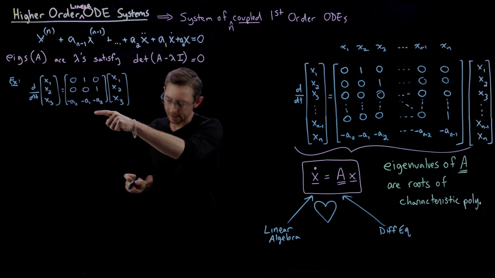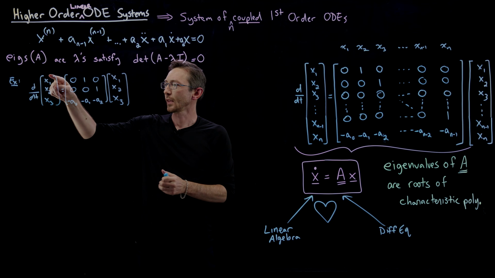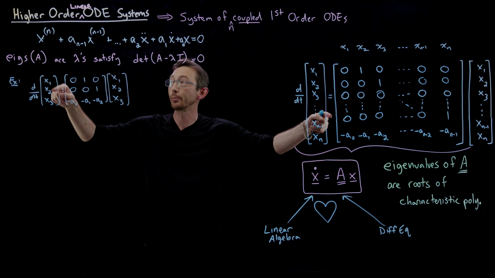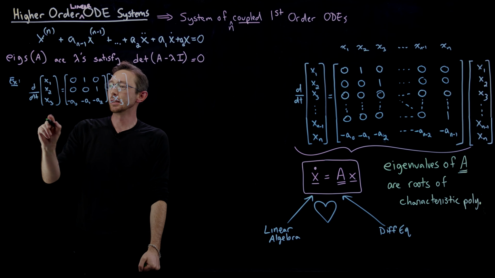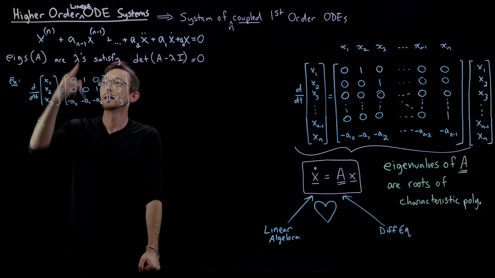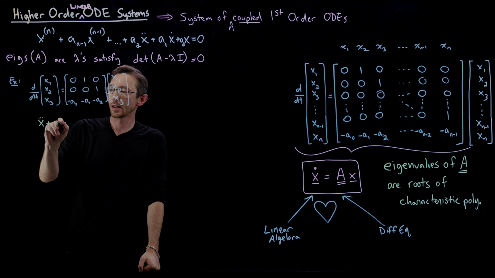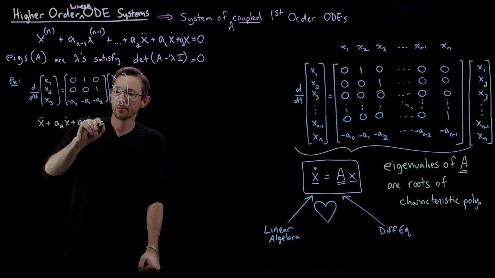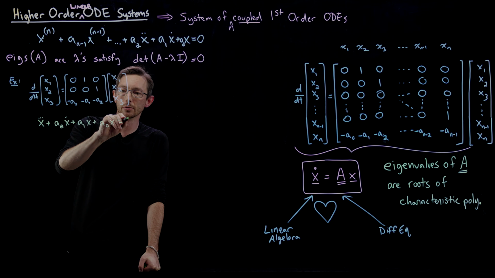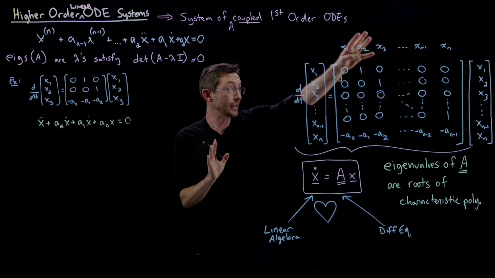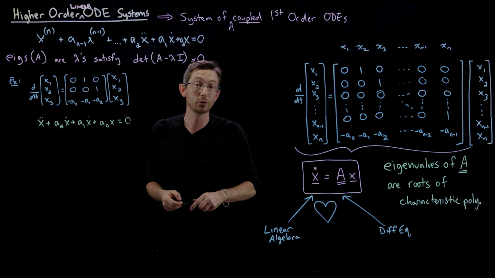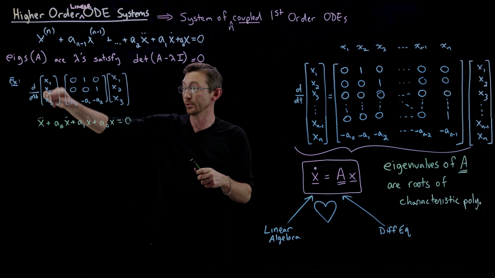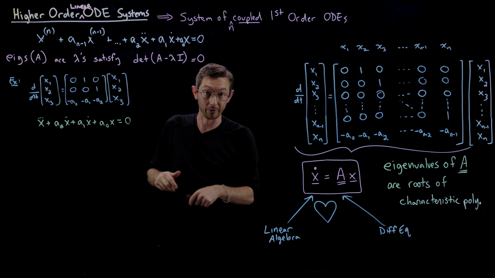And of course, this is the matrix system representation of a third order ODE that I'll write out here. So this third order ODE would be x triple dot plus a2 x double dot plus a1 x dot plus a0 x equals 0. I hope you believe and have been convinced that this equation in green and this system in blue are completely equivalent. This is just what happens when you suspend variables and write this as a coupled system of first order equations.